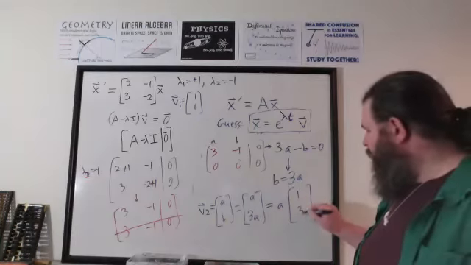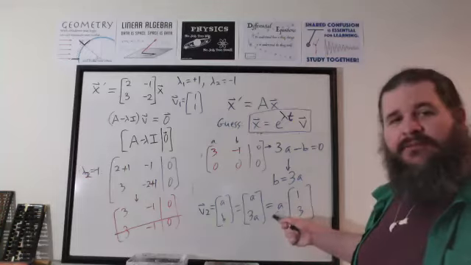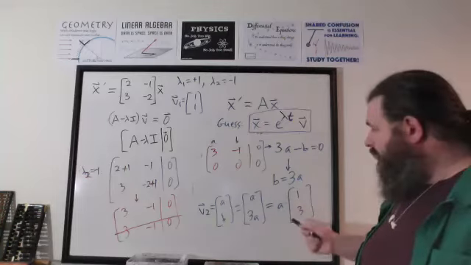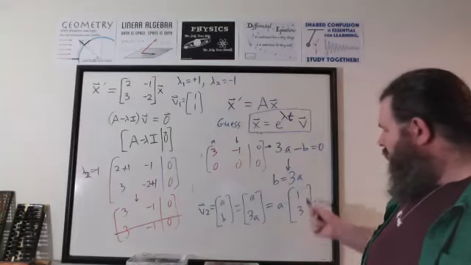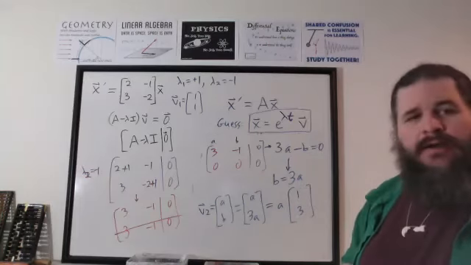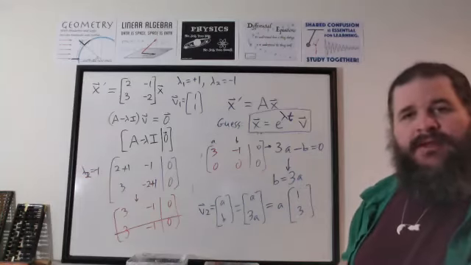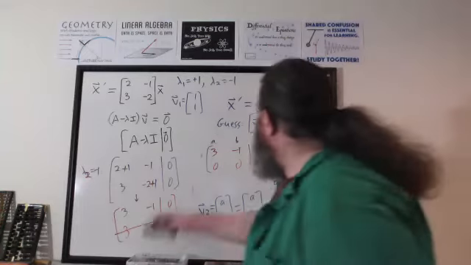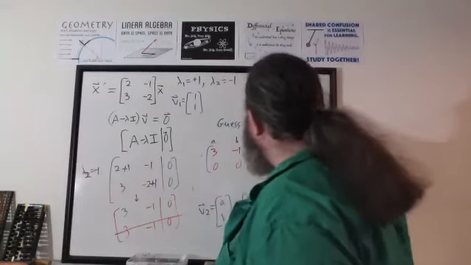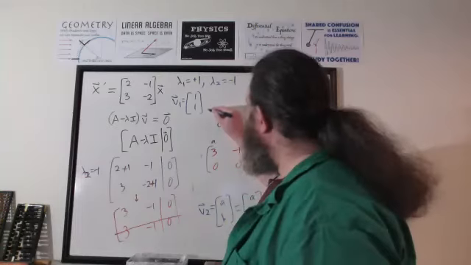Yeah, 1, 3. And again, any scalar multiple of that will also work. So like 10, 30 will work. -5, -15 will work. Any scalar multiple of 1, 3 will work. So that is our second eigenvector, the eigenvector associated with lambda 2.